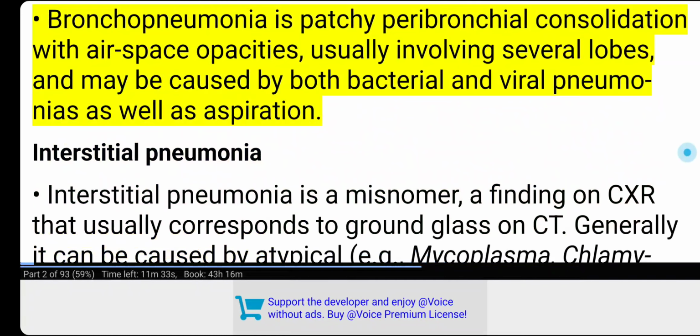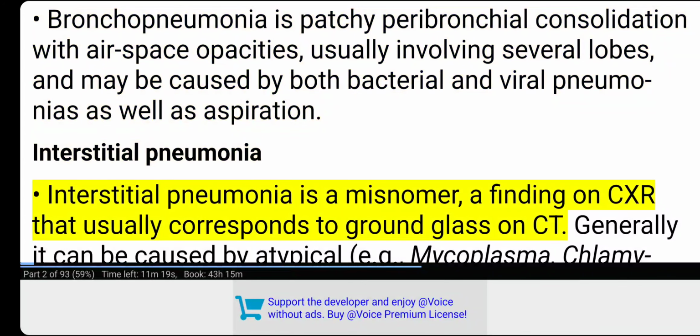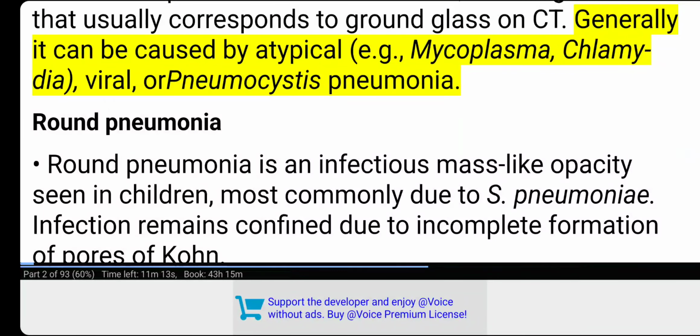Bronchopneumonia. Bronchopneumonia is patchy parabronchial consolidation with airspace opacities, usually involving several lobes, and may be caused by both bacterial and viral pneumonias as well as aspiration. Interstitial pneumonia. Interstitial pneumonia is a misnomer, a finding on CXR that usually corresponds to ground glass on CT. Generally it can be caused by atypical, e.g., mycoplasma, chlamydia, viral, or pneumocystis pneumonia.